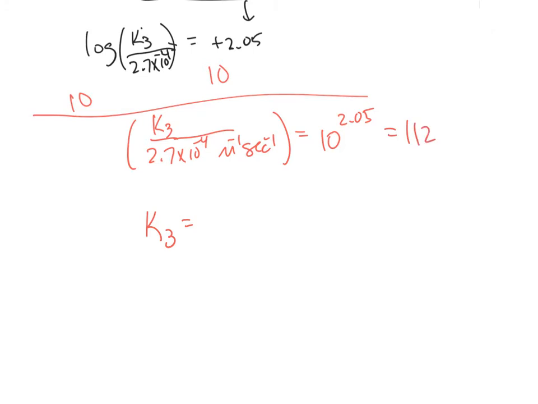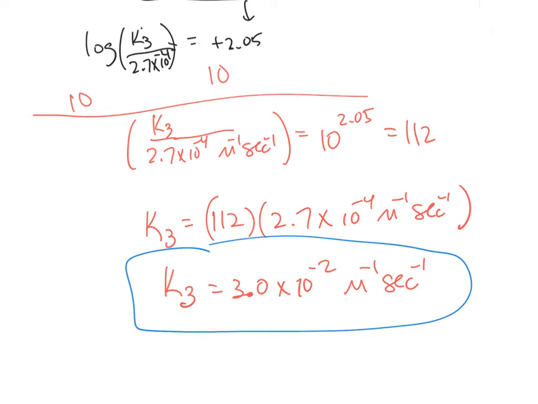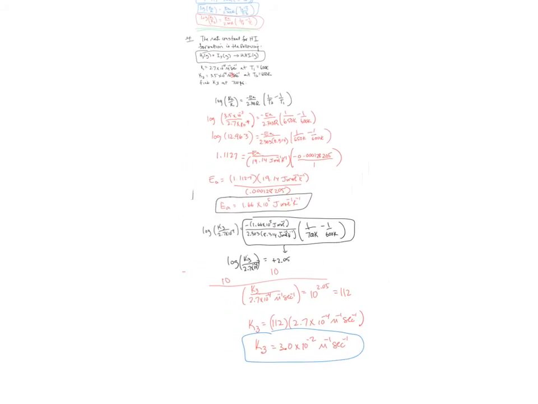You can calculate that. So K3 then will be equal to 112 times 2.7 times 10 to the minus 4, molar to the minus 1, seconds to the minus 1. And K3 is 3.0 times 10 to the minus 2, molar to the minus 1, seconds to the minus 1. Whoa, that's the answer. That's a long problem. Very typical test question. Now I just want to go back and ask if it makes sense. So, oh, so tiny. There it is right there. Okay, so 3.0 times 10 to the minus 2 is K3.